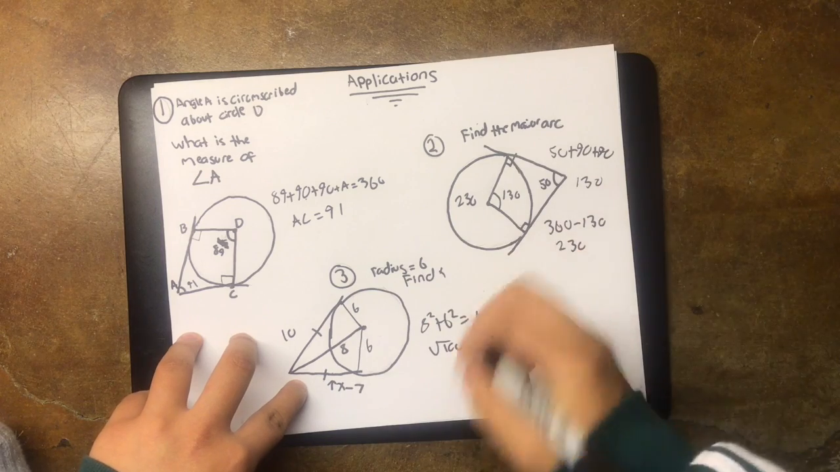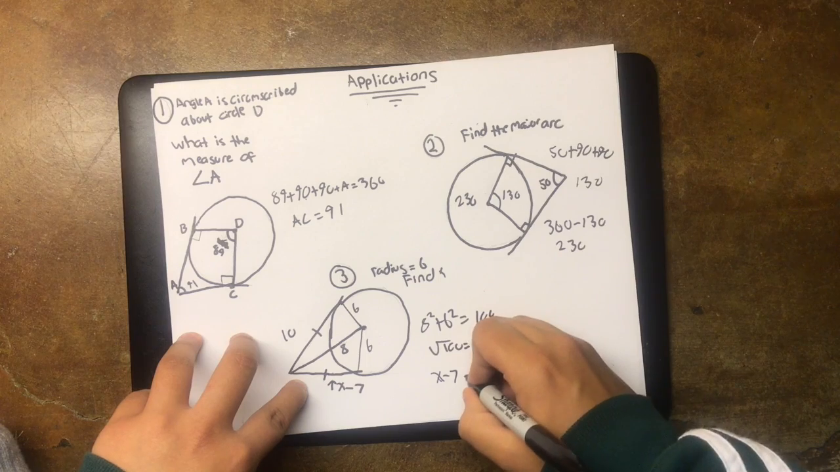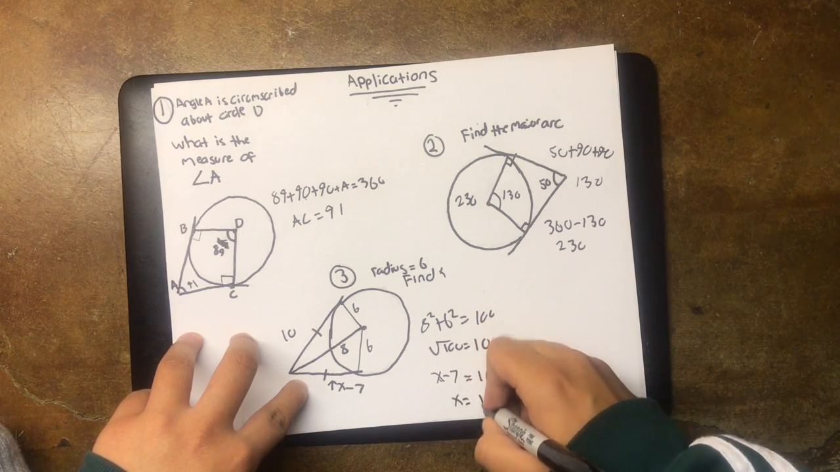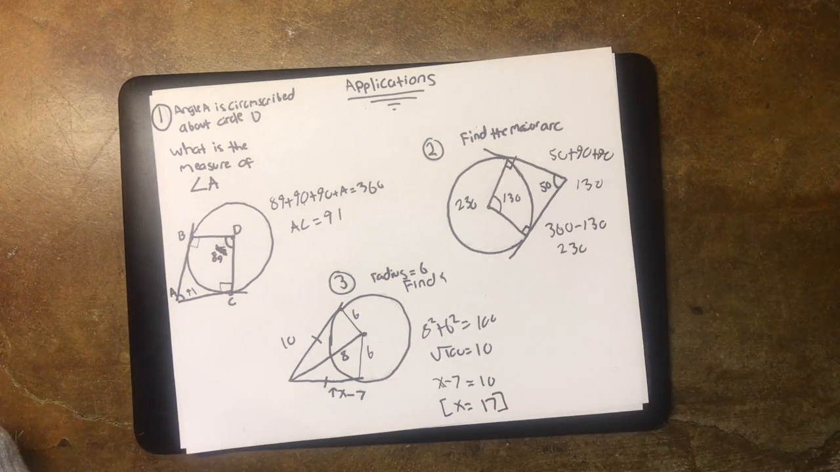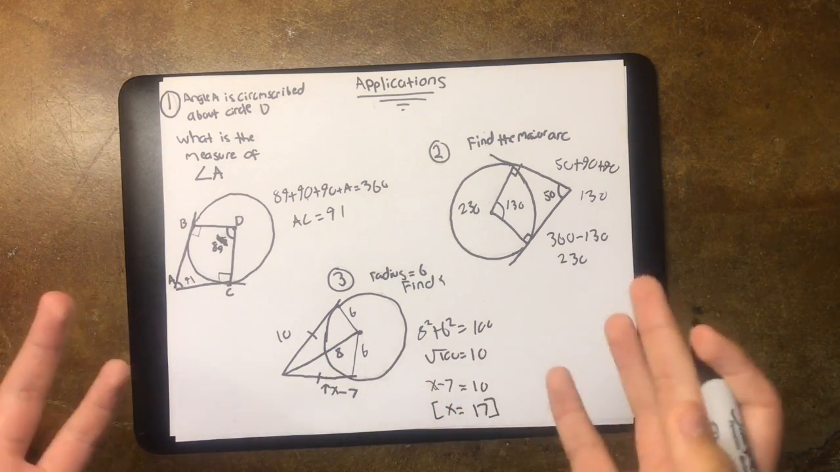To find x, we simply do x minus 7 equals 10, and then we find out x equals 17. So those are 3 ways to use tangent lines in order to solve problems.